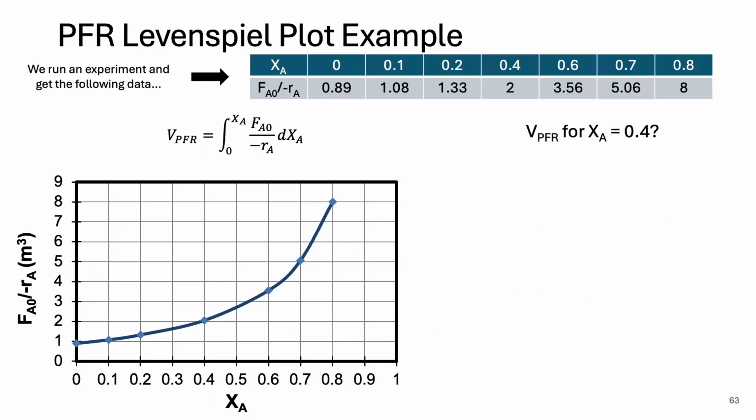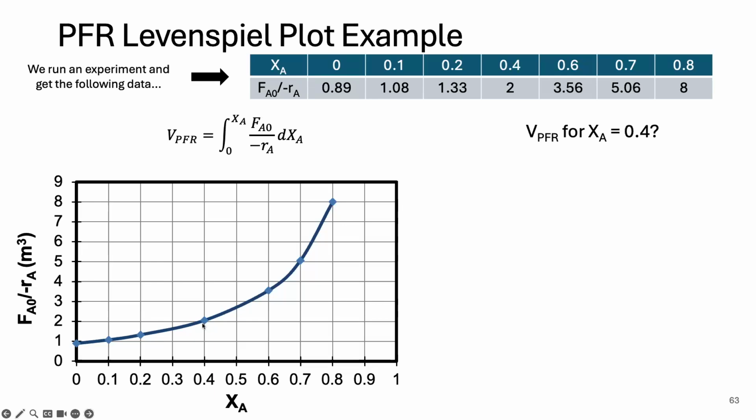Let's return to the same data set and ask: what volume of PFR would be required to achieve a conversion of 0.4? In this case, we'd be taking the area under the curve from 0 to 0.4. We can see that it's going to be a little more than half of what it would have been for the CSTR.